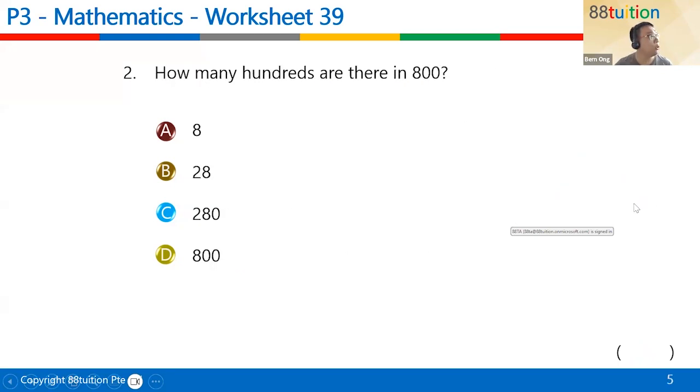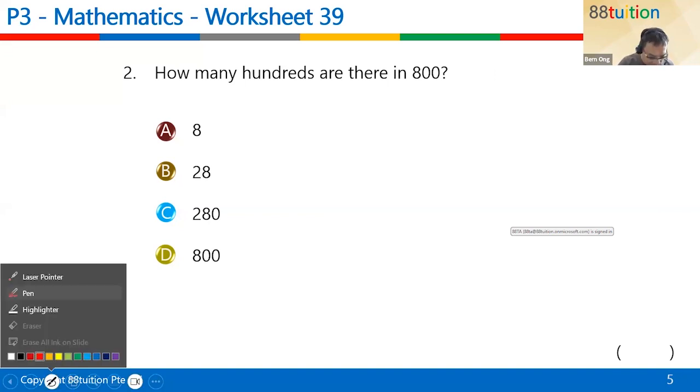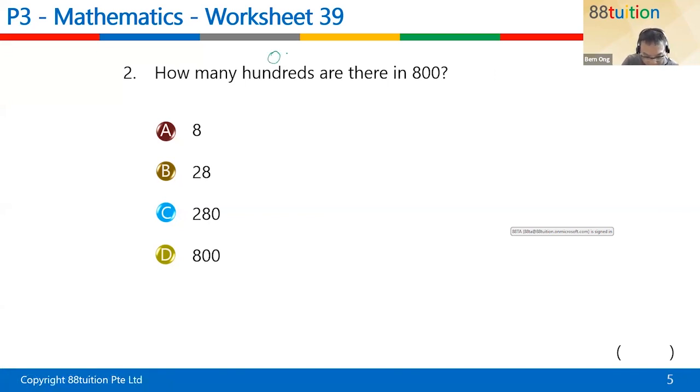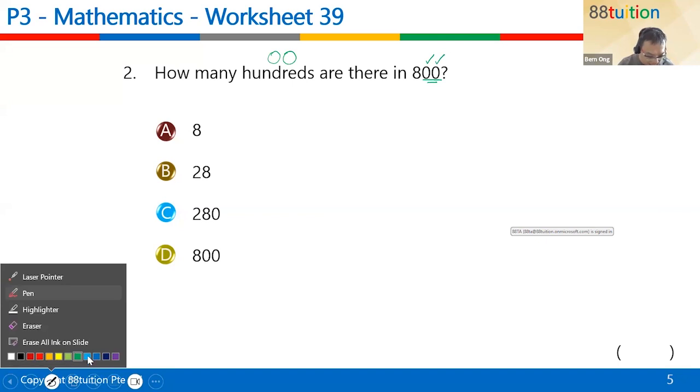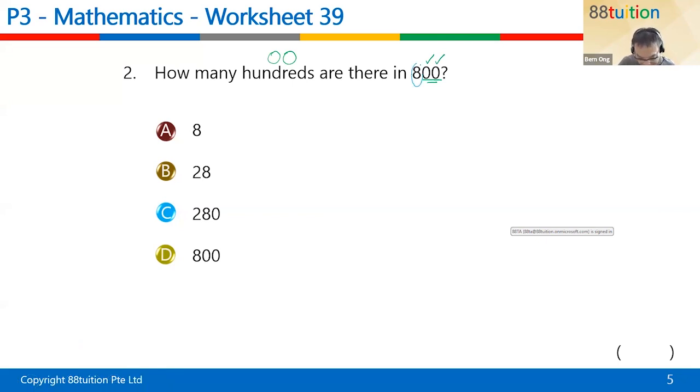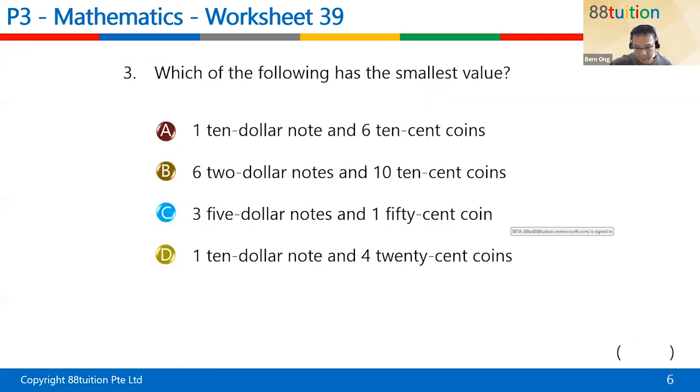Question number 2 also. All of you got it right. Very good, very proud of you guys. How many hundreds are there in 800? The meaning of hundreds means 2 zeros. So down here already got 2 zeros, right? How many hundreds are there? There are 8 hundreds. So the answer is 8, answer is A. All of you got this right. Very good. Okay, next one.